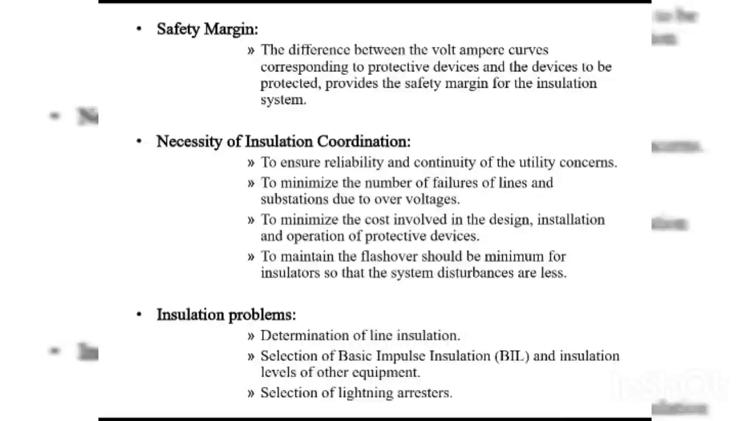Now let's see the insulation problems faced in the power system. The determination of line insulation should be considered. Selection of basic impulse insulation level, that is BIL, and insulation levels of other equipment. Selection of lightning arresters should be considered.